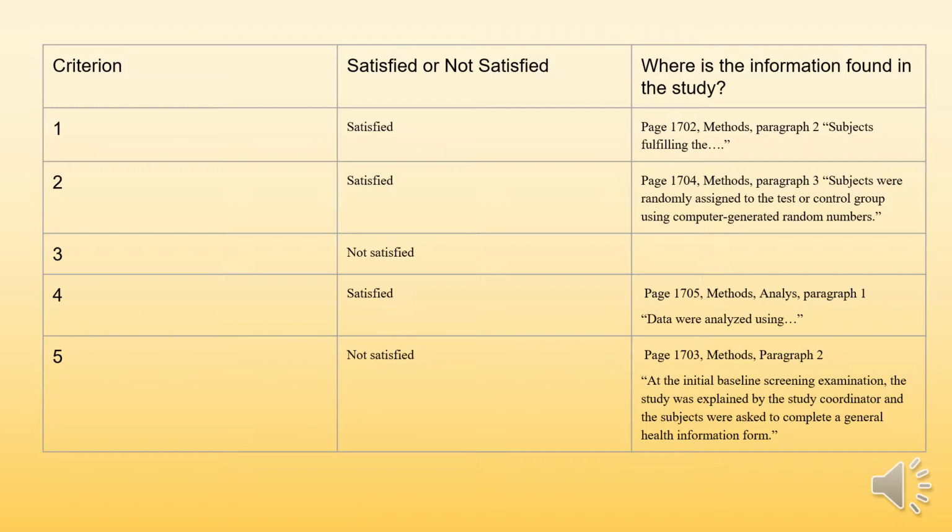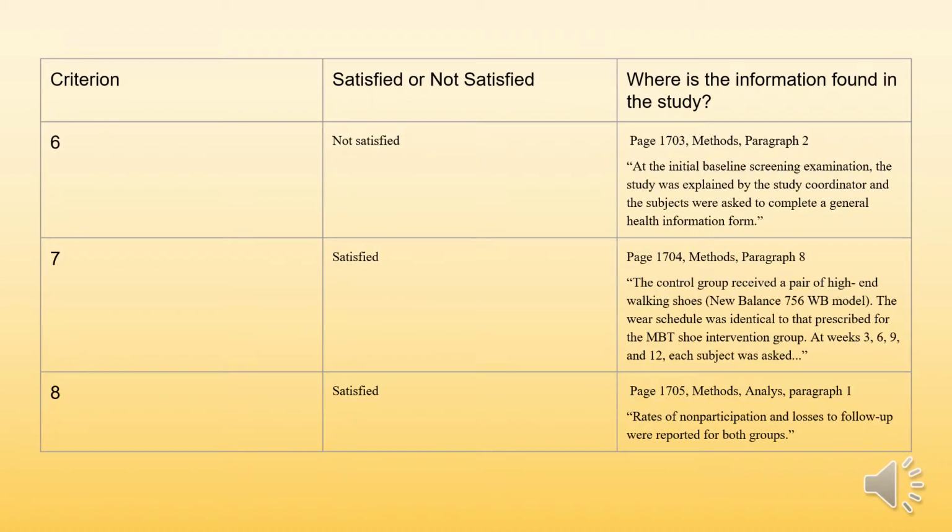The fourth criteria is baseline comparability, which is satisfied. In page 1705, method analyze, paragraph 1 mentioned the key points. The fifth criteria is blind subjects, which is not satisfied. In page 1703, methods, paragraph 2 has been cited. The study was explained by the study coordinator, and the subjects were asked to complete a general health information form.